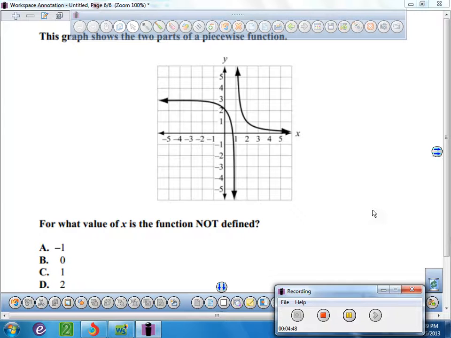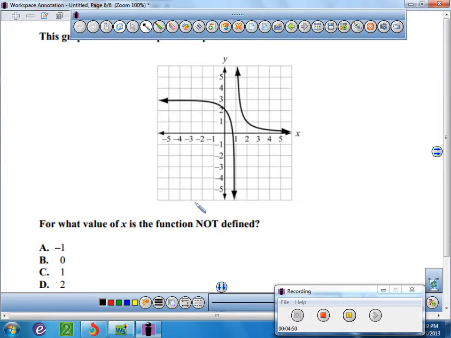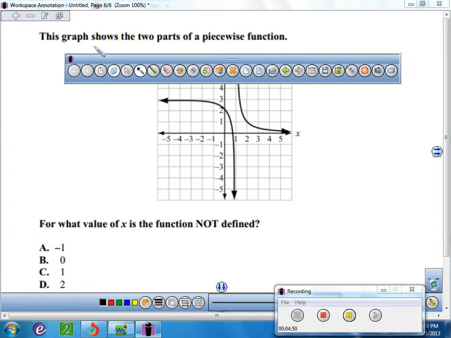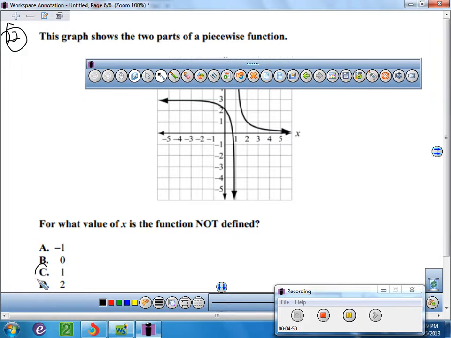Alright, so with this one, we want to know where it's undefined at. This is question 22 on your note-taking guide. We want to know where it's undefined. Well, here it's approaching x equal 1, but we don't cross that, and same thing up here. So for this one, it should be C. It's not defined at 1.